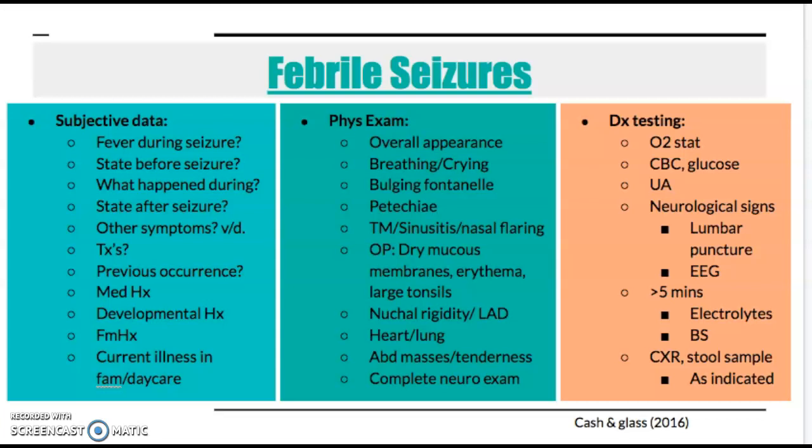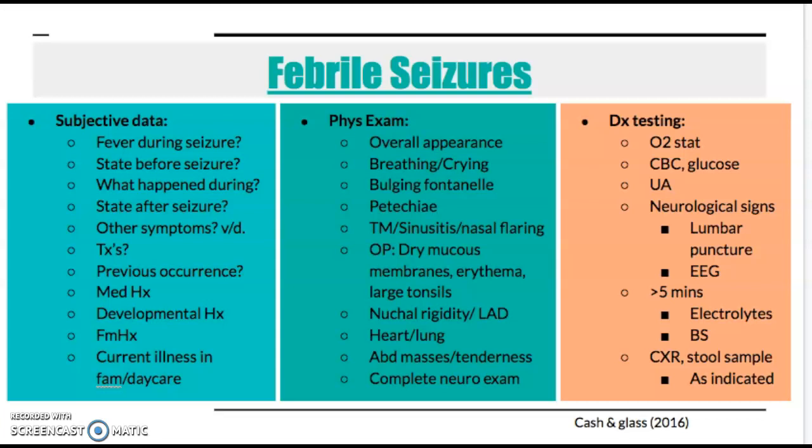So when assessing a child during febrile seizures, there are certain things you should look for. For subjective data, you want to ask if there was a fever during the seizure, what was the state before the seizure, what happened during the seizure, what was the child's state after the seizure. You want to ask about other symptoms, including nausea or vomiting or diarrhea. You wouldn't be able to tell if the kid was nauseated.